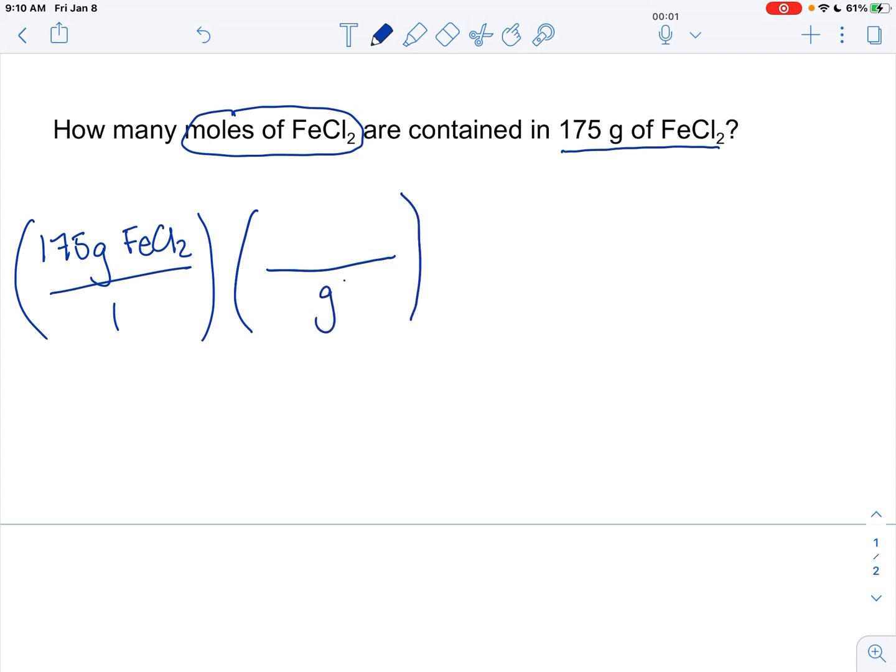So you're going to drop down both parts of your units. And then the unit that goes on top, you can either get from what the given is or from the unicorn diagram. Either way, it comes out to moles of FeCl2.